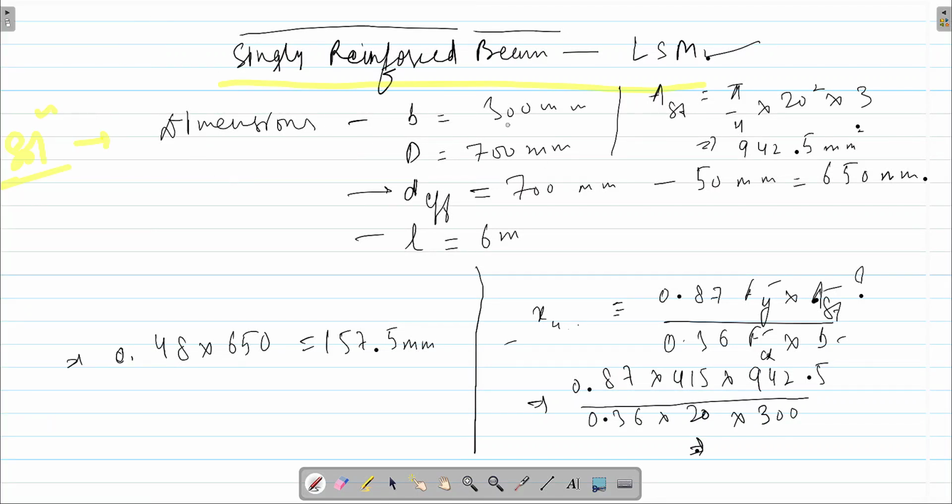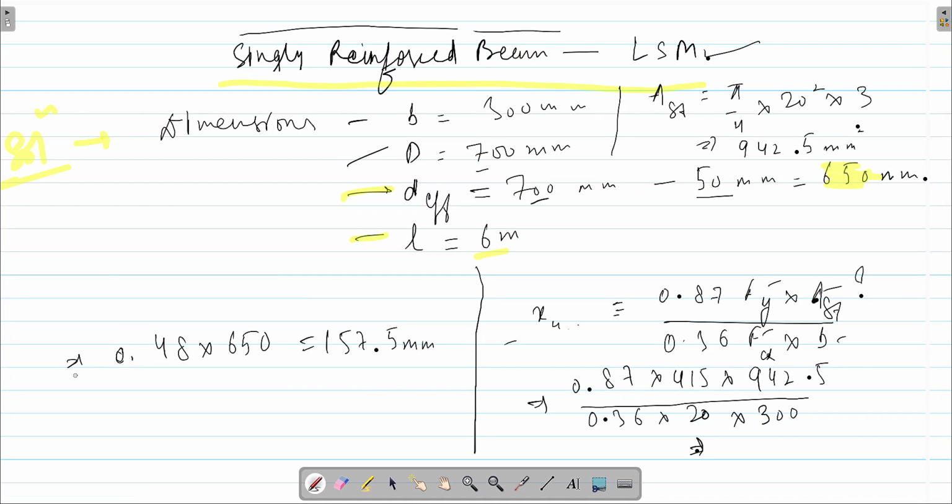So I have already written some given quantities here. The dimensions are given as B is 300 mm and overall depth of the beam is 700 mm, and from here we can calculate the effective depth of the beam. That can be calculated from the overall depth. We can subtract the effective cover of the beam from the overall depth, which is 700 mm and 50 mm, which will provide us the value 650 mm. So this will be our effective depth of the beam, and as mentioned in the question, the effective span of the beam is 6 meter.